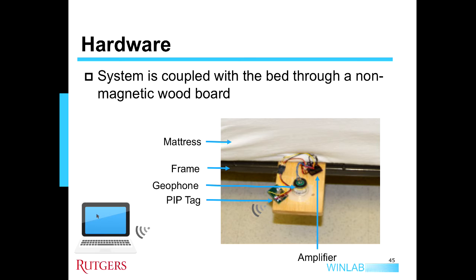So let's just see how accurate this system is and what is the difference between using this one and the load cell. This is the real system we have. That's the geophone, and this is the amplifier circuit, and this is the tag for wireless communication. We insert that sensor under the mattress, between the mattress and the frame. So whenever the person or subject moves, there's going to be kind of oscillation through that sensor. That oscillation will be amplified and transmitted to our receiver.